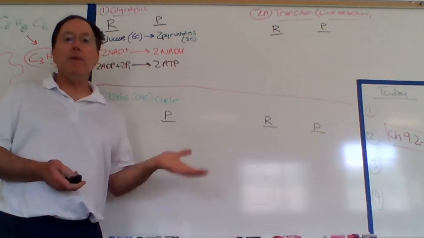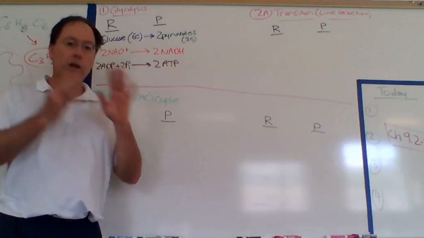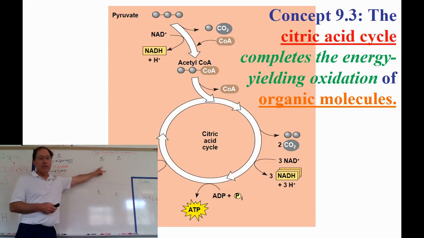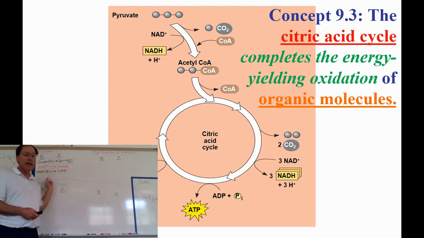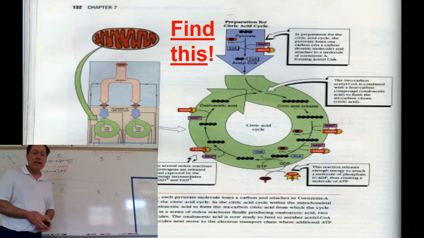So if you keep going to 9.3 in your textbook, you're going to see this picture where there's a circle at the bottom and then there's a line going at the top. That line going at the top is this transition reaction. And then we have the citric acid cycle, or the Krebs cycle, named after the guy who figured it all out. Remember what the goal is here.